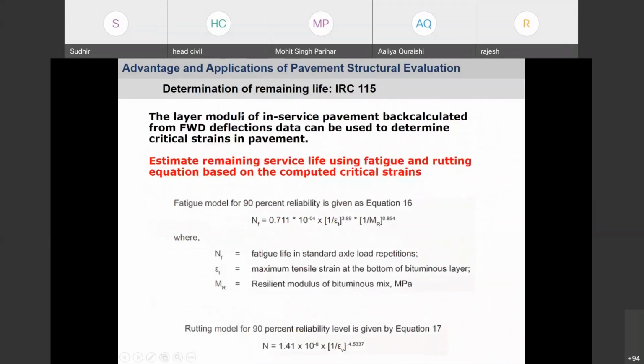Another application could be in determination of remaining service life. Since you now have an estimate of the modulus values of the existing pavement structure, you can use those modulus values to obtain the fatigue and rutting life. So you can understand the remaining service life using the fatigue and rutting equations that you have already seen in IRC 37.